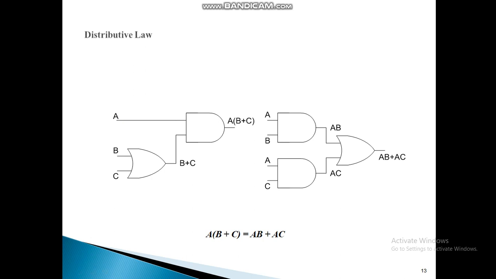Left hand side is equal to right hand side. Similarly, the implementation of the distributive law with logic gates. On the left hand side, A into (B plus C) is equal to the right hand side AB plus AC. So we first add B plus C. B plus C are added through the OR logic gate. Then the result of B plus C is multiplied with the variable A.